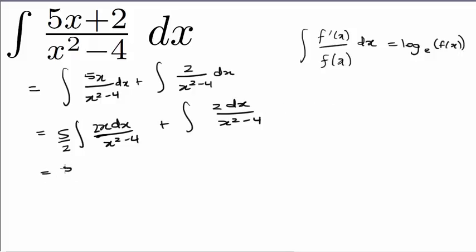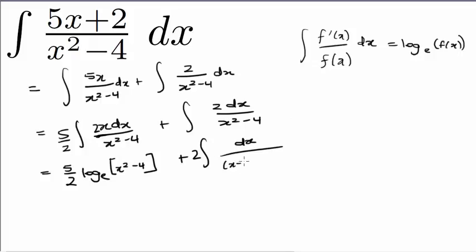So solving this integral, we get the natural log of f of x, which in this case is x squared minus 4. And to that, we're going to add this integral. Now, 2 is a constant in this integral, so we can take that out the front, and we're going to have dx on x squared minus 4. But as you know, x squared minus 4 is a difference of two squares, and we can split that into x minus 2 multiplied by x plus 2.